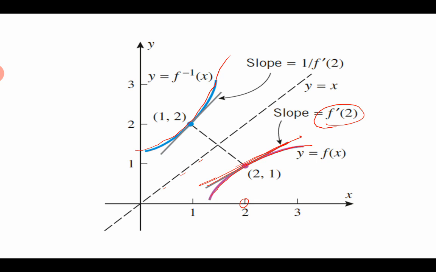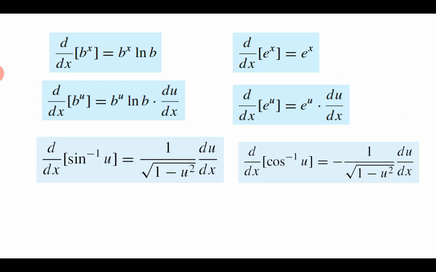The inverse of this slope will be the slope of this one. So 1 over f prime of 2. This is when y is 2. Here when x is 2, when y is 2, you will find a slope here. So if the slope here is 1 by 4, the slope here will be 4 at y equal to 2. So that's it.